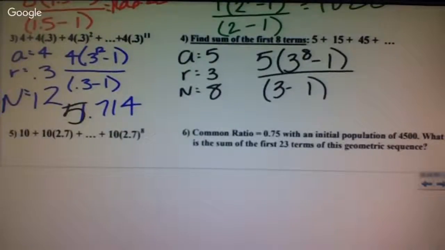32804.5. You said 5 times 3 raised to the 8 minus 1, divided by 3 minus 1. 32804.5. Why are none of my answers on my answer key right?